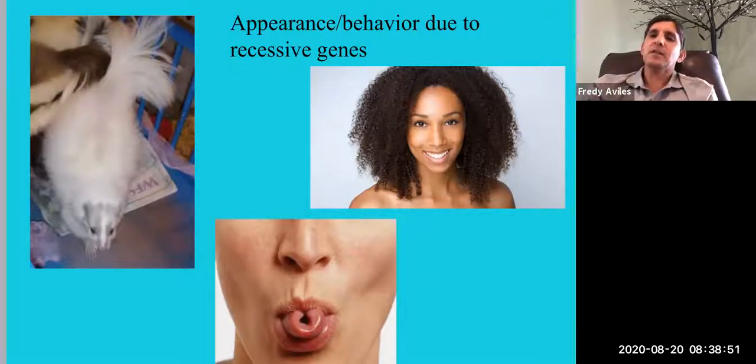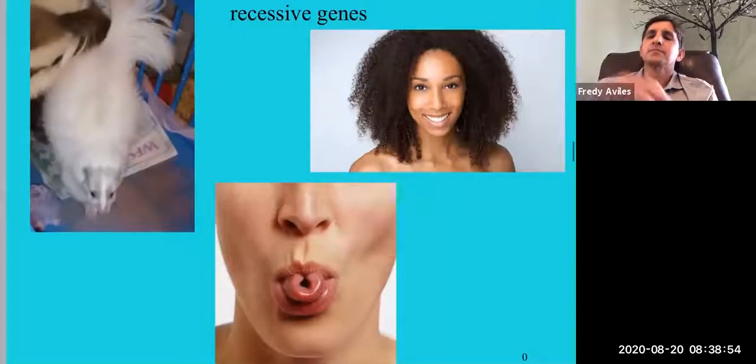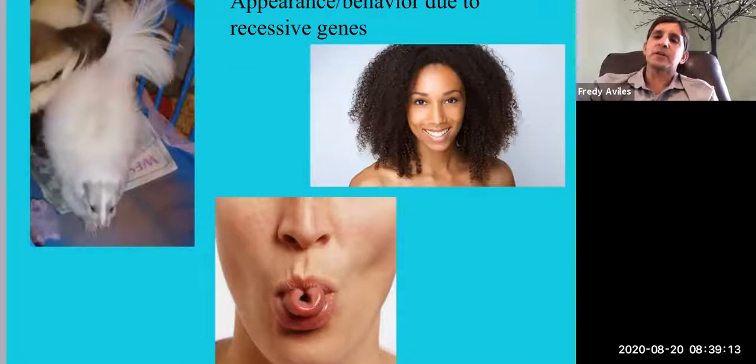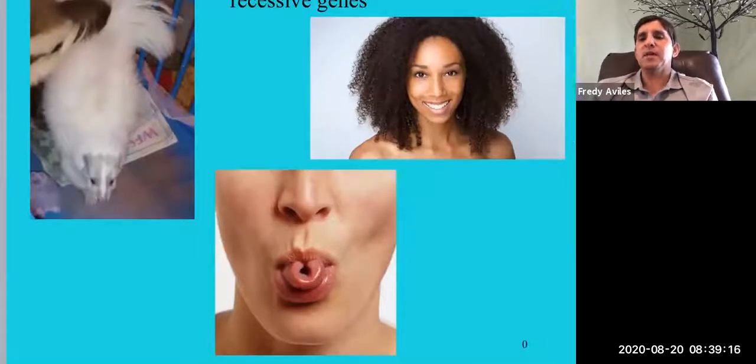We have somebody there at the upper right with curly hair. Now, I don't know if that was permed or not, but she looked like she had her hair done. But the point about curly hair, believe it or not, is that it is due to a recessive gene. The gene for straight hair is actually dominant. And then we have at the bottom somebody curling their tongue in a U shape, or kind of making a taco shell with their tongue. That is due to a dominant gene. If you can curl your tongue like that, then you have the dominant gene for tongue curling, I guess.